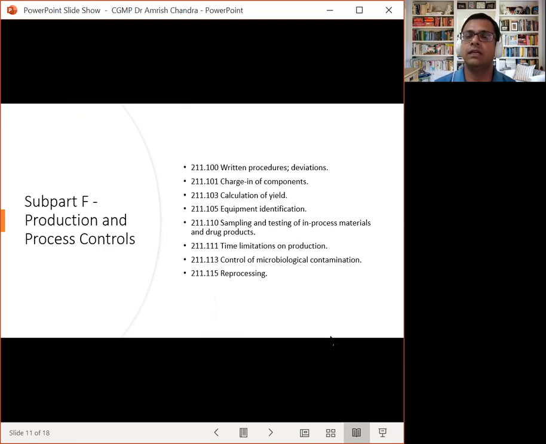The calculation of the yield, the equipment which is to be used, the sampling and testing of in-process material and finished products, the time limitations on production, the control of microbial contamination, and reprocessing. All these factors need to be handled as per the guidelines given in Subpart F of production and process controls.